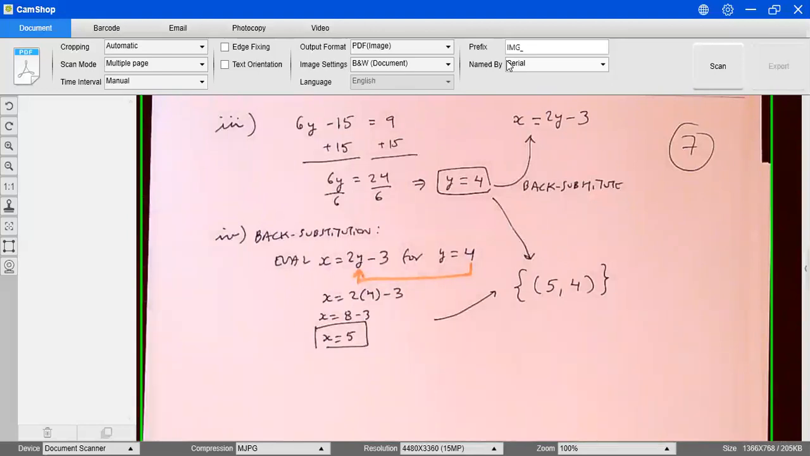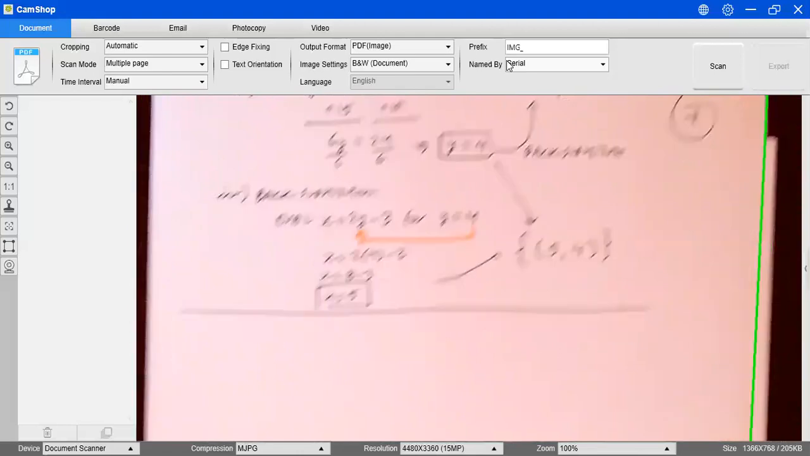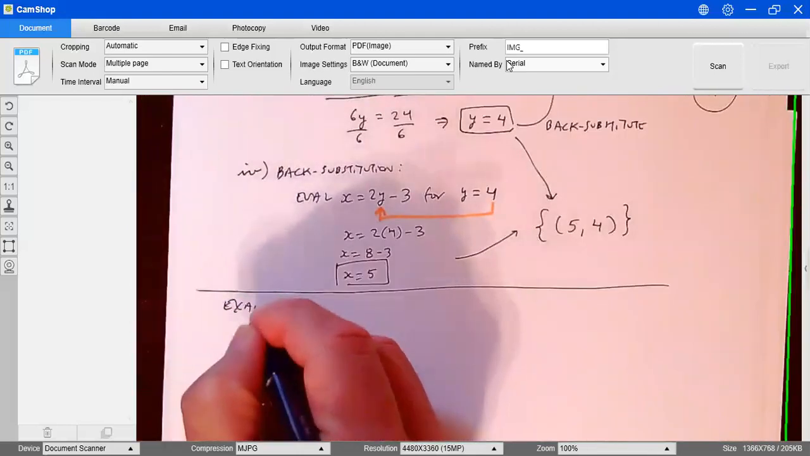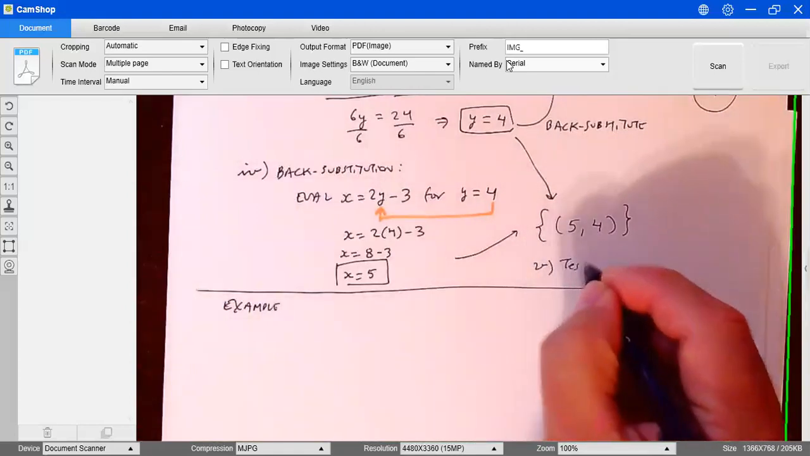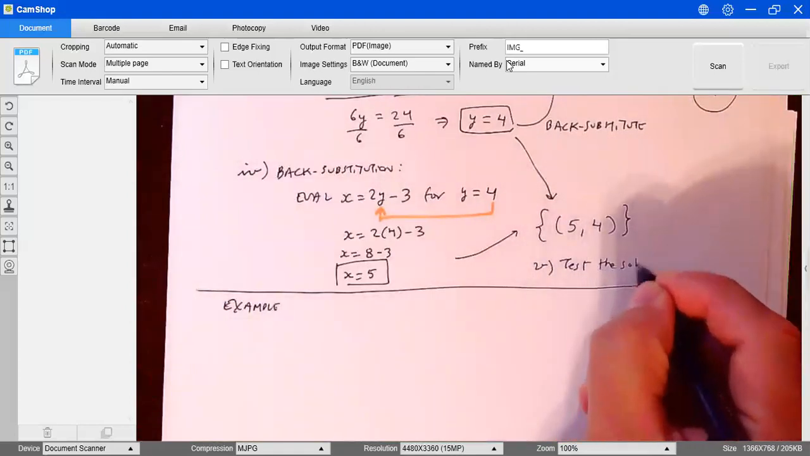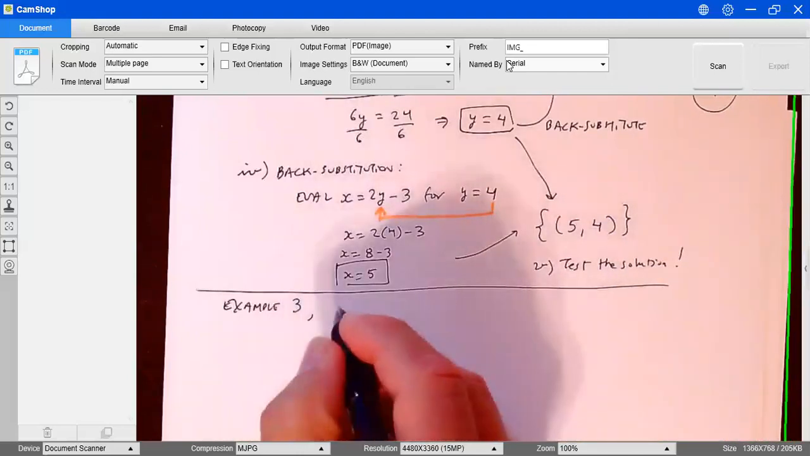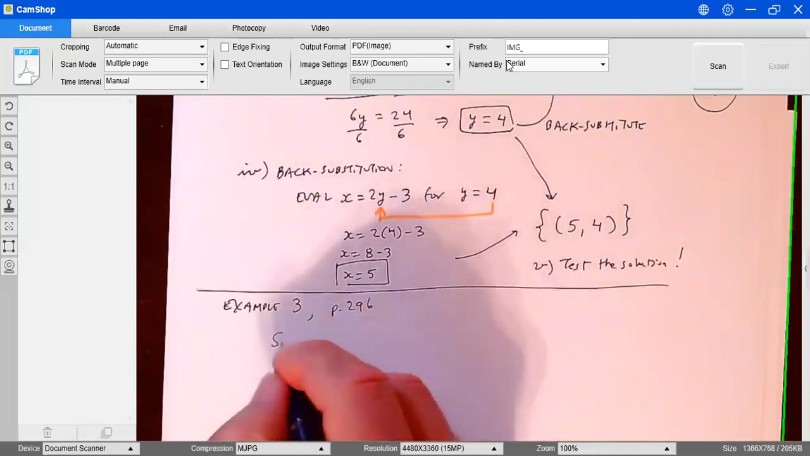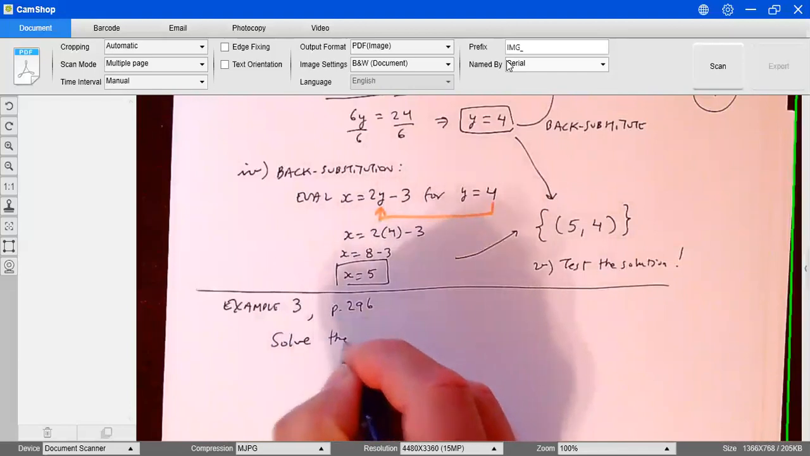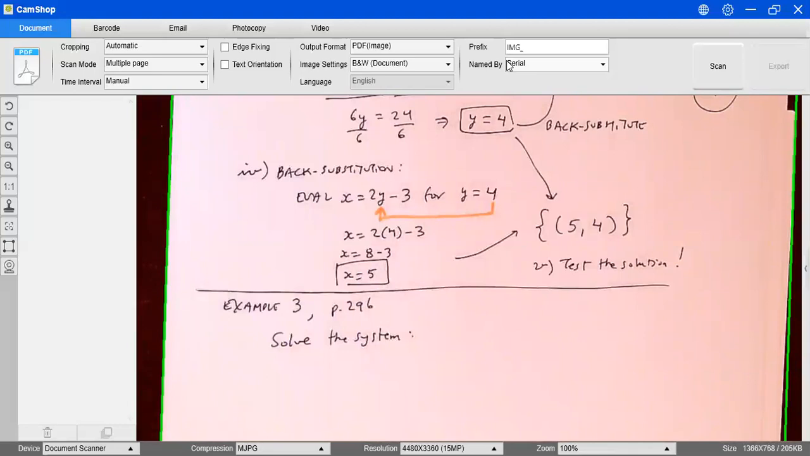Now we're going to solve one more example. This is going to be example 3. Okay, test the solution. Don't forget that. Example 3 is on page 296. We're going to solve the system.